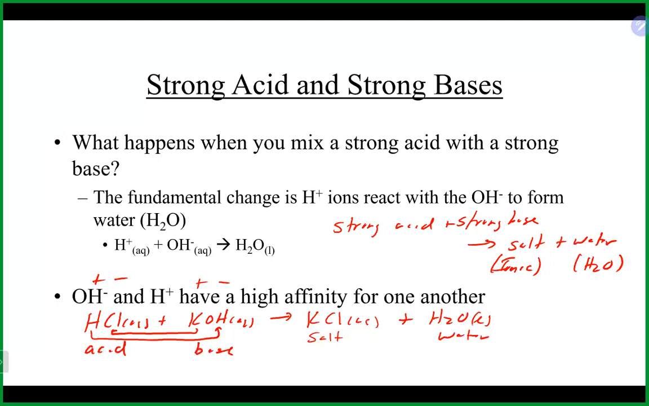So always what happens in a strong acid, strong base reaction is the H plus comes from the acid, the OH minus comes from the base, and that's pretty much where water comes from. The other two ions come together to make the salt.